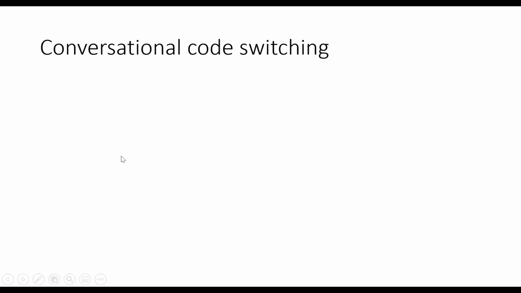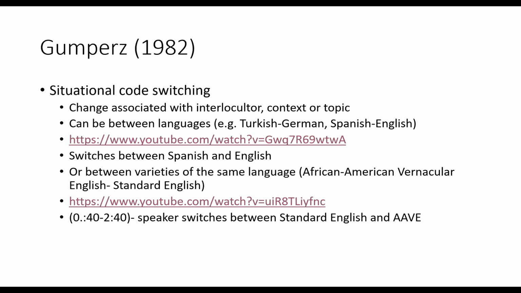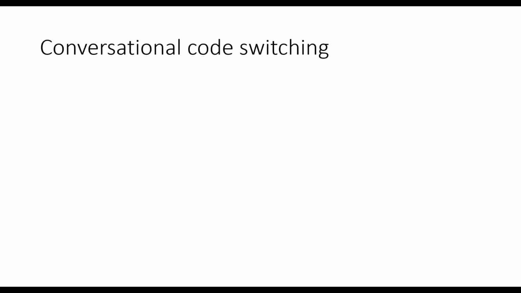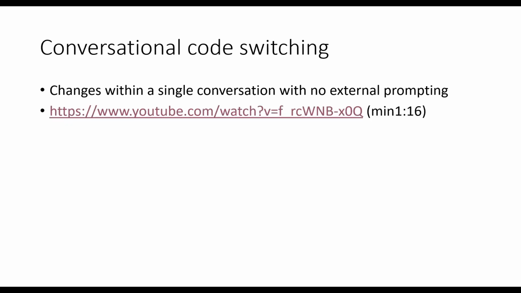Another type of code switching that we encounter is called conversational code switching. And where situational code switching has an external prompt, like there's a reason for doing it, because if we looked at that definition very quickly, it's related to the interlocutor, so who you're speaking to, or the context, so where you're speaking, or the topic. In conversational code switching, there's no external prompting, so it just sort of happens.